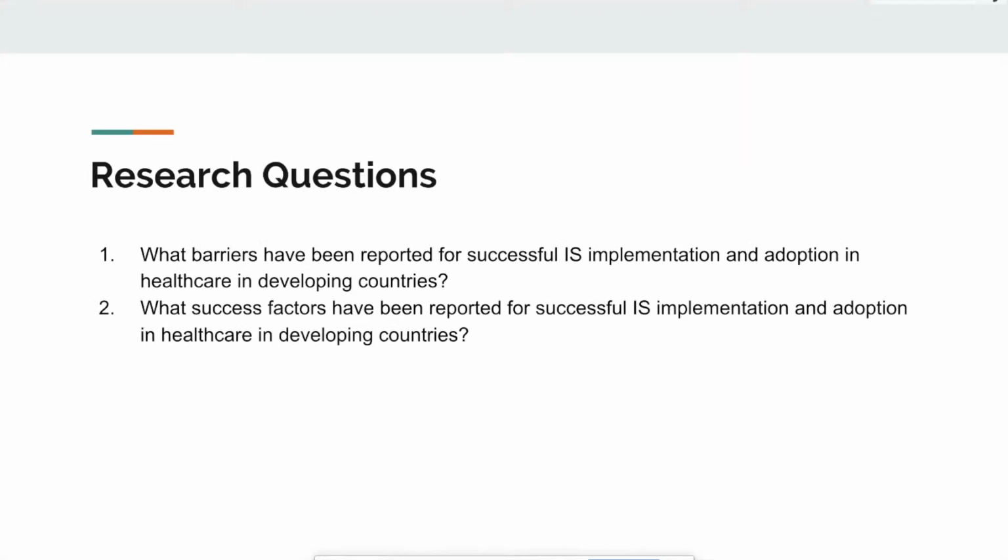Research question. Throughout this thesis, two research questions will be answered. The first one is what barriers have been reported for successful health information system implementation in healthcare in developing countries, and the second one is what success factors have been reported for successful IS implementation and adoption in healthcare in developing countries.